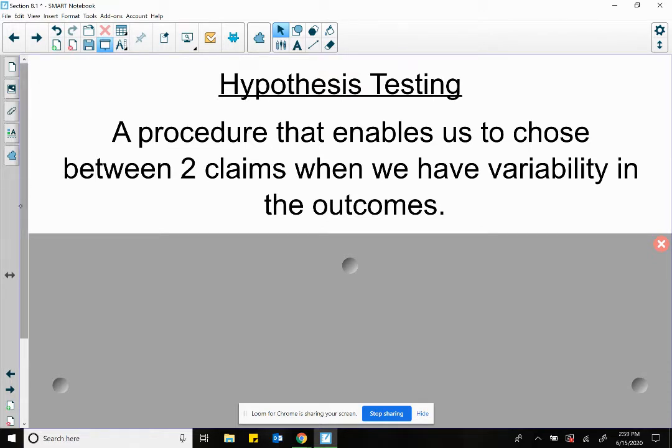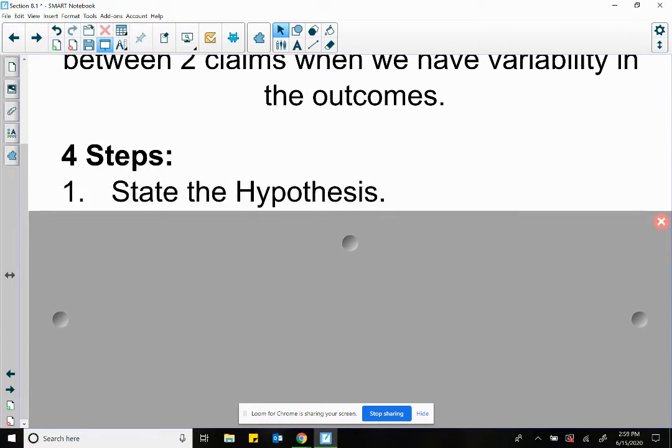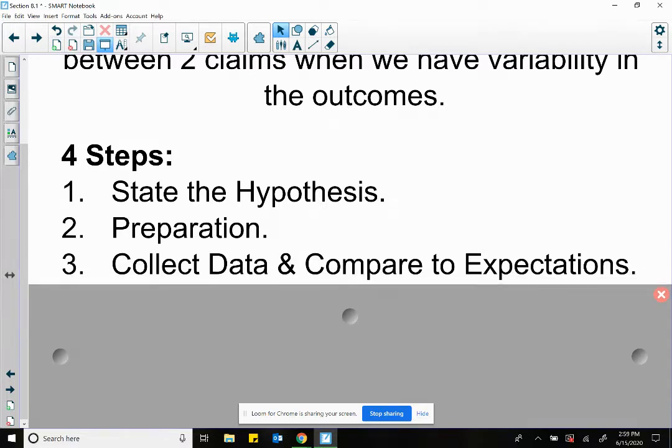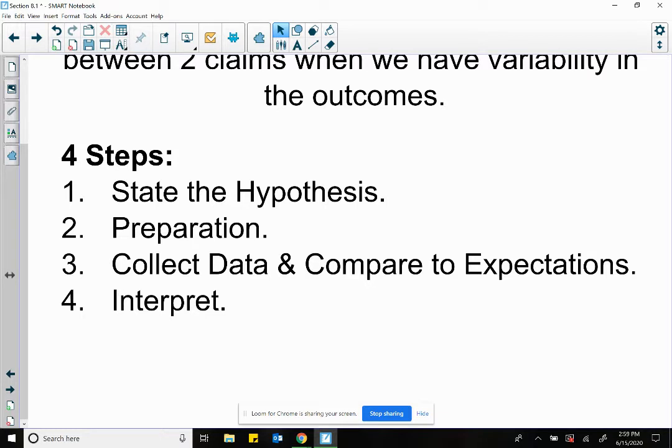And so hypothesis testing has 4 steps. First one is state the hypotheses. The second one is preparation. The third one is you're going to collect data and compare to expectations. And the fourth one is to interpret. Okay. All right. So those are the 4 steps. I don't believe I have anything underneath that. And throughout 8.1, we're going to talk about each one of these.